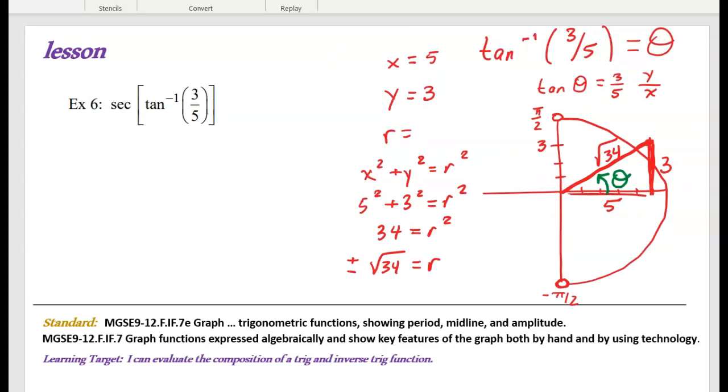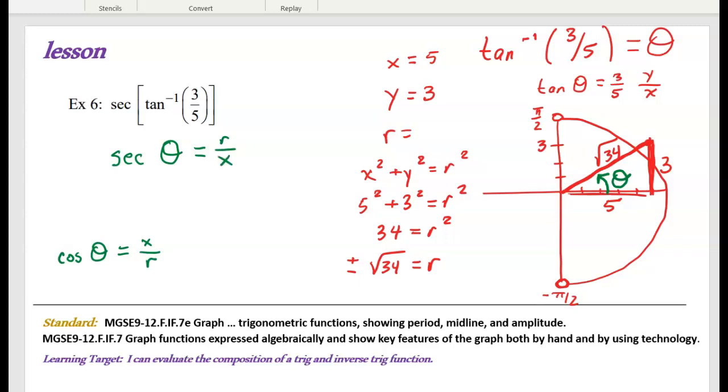Okay, so we have x, we have y. Those were given indirectly. We know theta's in the first quadrant, not the third, because tangent inverse only lives in the first or fourth quadrant. So now we're trying to find secant of theta. We called it theta once again. Now, let me recap. Cosine of theta is x over r. Secant, therefore, is r over x.